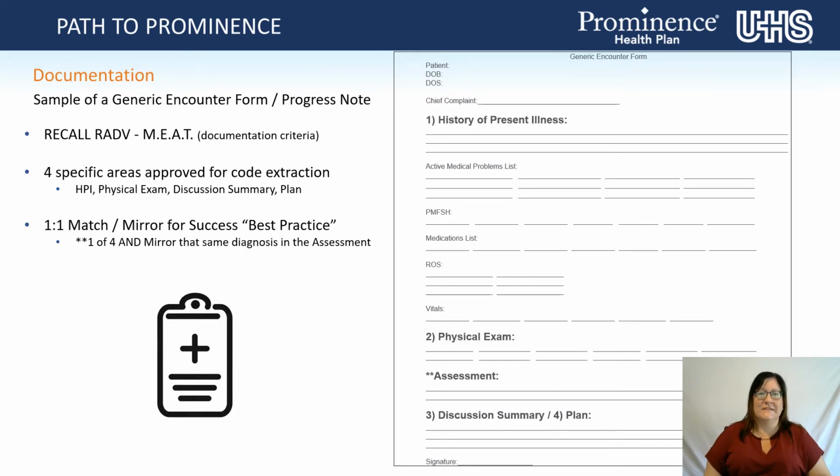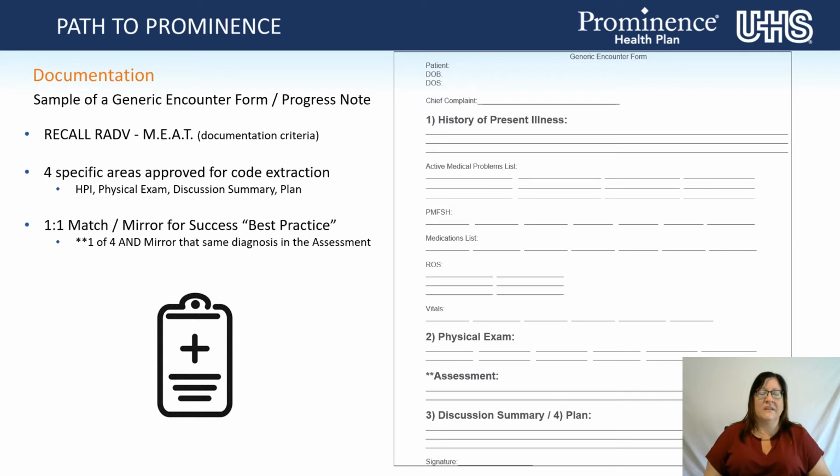Here's an example of a generic encounter form. There are 4 specific areas that are approved for code extraction and risk adjustment data validation: the HPI, the physical exam, the discussion summary, and the plan. For best practice, recall that CMS acronym MEET: Monitor, Evaluate, Address, Treat.